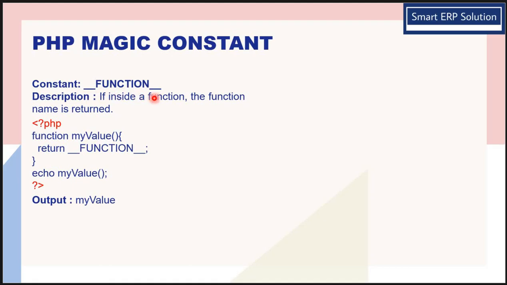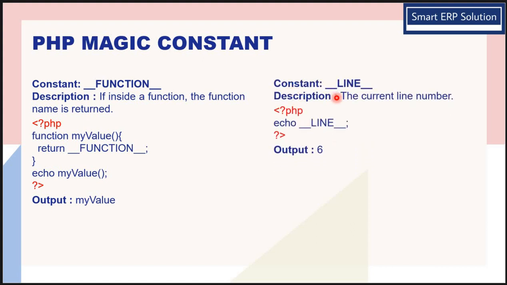Constant __FUNCTION__. Description: if used inside a function, the function name is written. The function name is myValue, return __FUNCTION__, echo myValue. So the output will be myValue, the name of the function. Constant __LINE__: the current line number will be displayed. So echo __LINE__, the output will be 6. The current line number will be displayed.